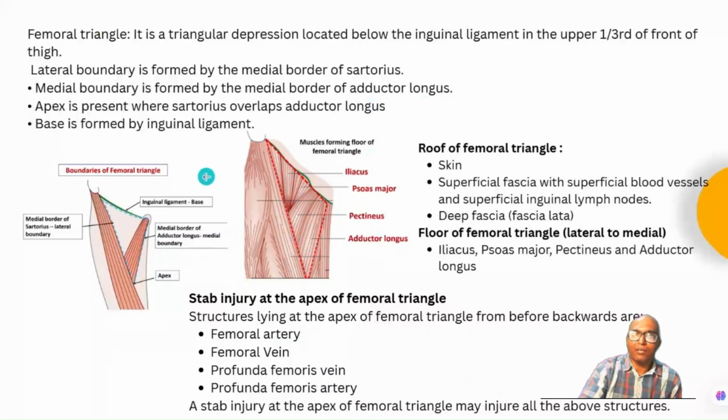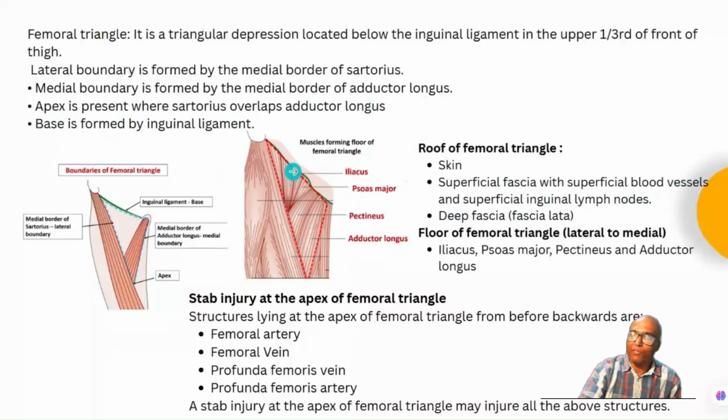Then the apex is present where the sartorius overlaps the adductor longus, and the base is formed by the inguinal ligament. This is the base. Okay. Now, what is the roof of the triangle? It is formed by the skin, the superficial fascia with the superficial blood vessels and superficial inguinal lymph nodes, and the deep fascia, that is the fascia lata.